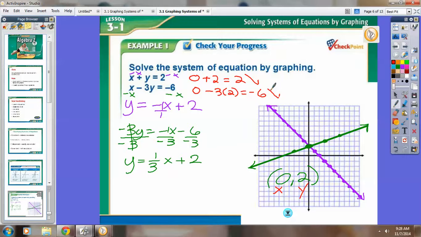Let's go ahead and classify this system. We had 4 classifications that we can use. Is this system consistent? Does it have at least one solution? Yes, so we would say it is consistent. Is it inconsistent? No solutions? No. We of course have a solution. Is it independent? Exactly one solution. Yeah, we have one solution, don't we? 0, 2. It is independent. Is it dependent? Infinite solutions. It's not.